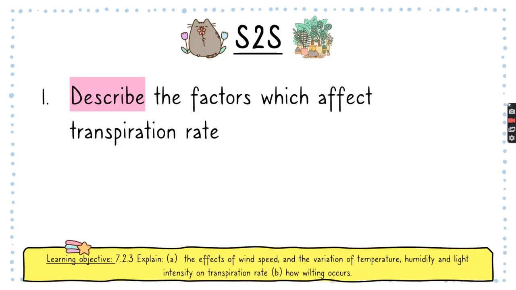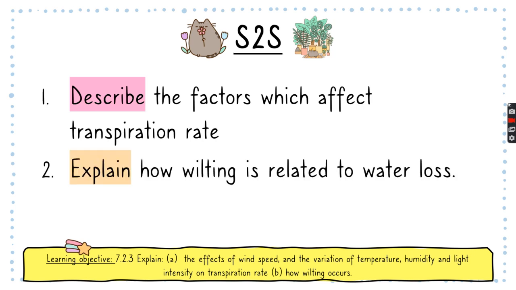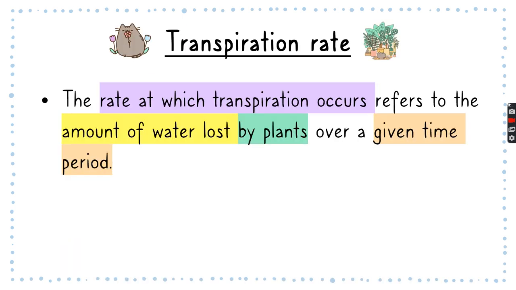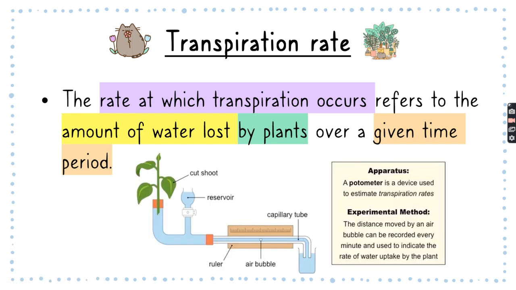So today's step to success is to describe the factors which affect transpiration rate and explain how wilting is related to water loss. So what is transpiration rate? Transpiration rate is the rate at which transpiration occurs, and it refers to the amount of water lost by plants over a given time period. Just like how we calculate the rate of everything else, you count the amount and it has to be within a specific time you're counting it.